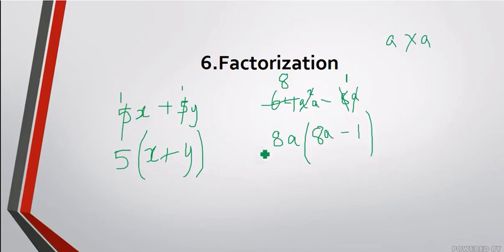And again, if we work out this bracket, we're going to get what we started with. 8a by 8a is going to give me 64a squared, minus 8a by 1 is going to give me 8a.